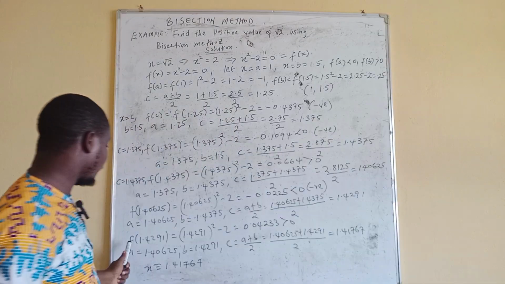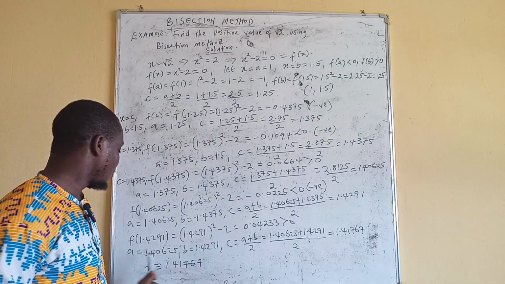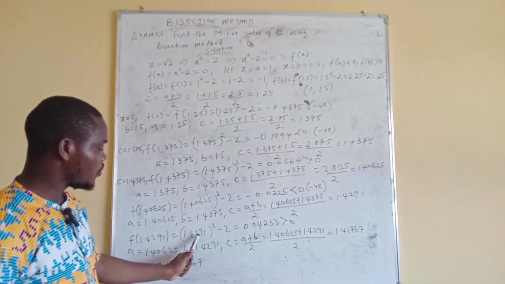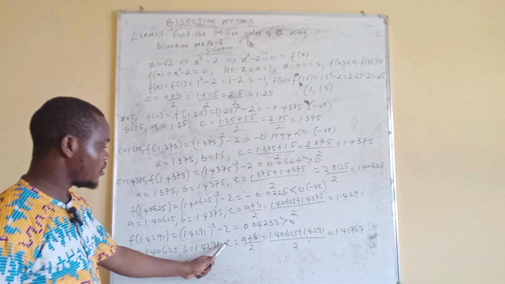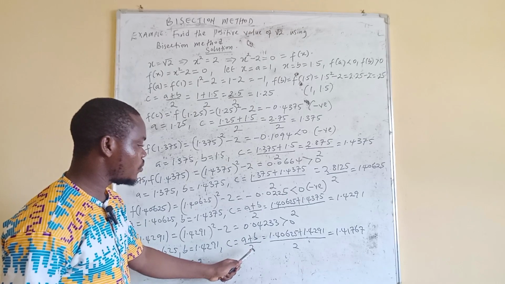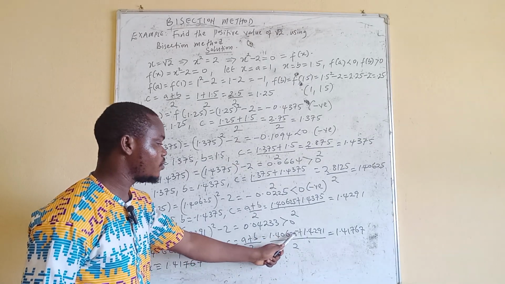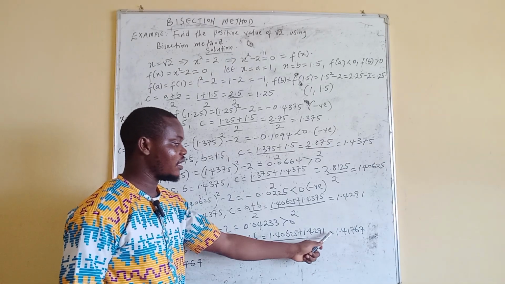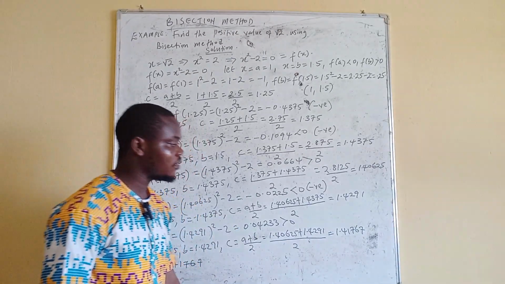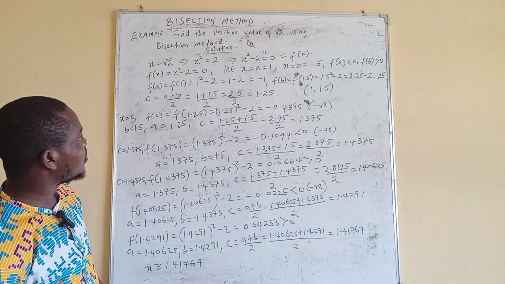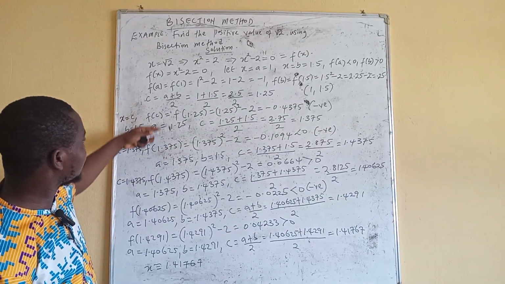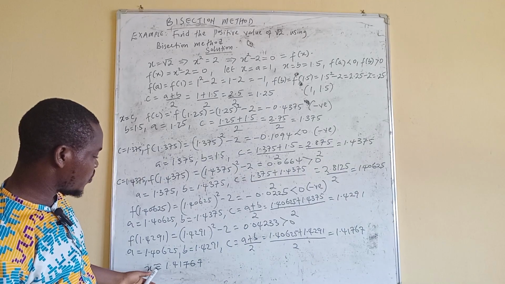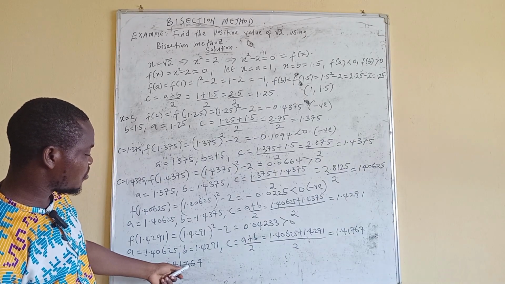So we now say f of 1.42, okay, we've done that already. Your a is 1.40625, the new b now is 1.4291. So we now say c will be a plus b over 2, because it was 1.40625 plus 1.4291 divided by 2. That gives us 1.41765. So after a number of iterations, we have done more than 4 steps. We now say that our x is approximately 1.41765.